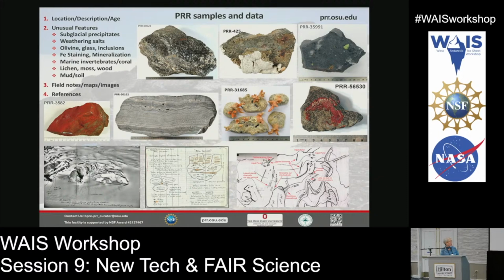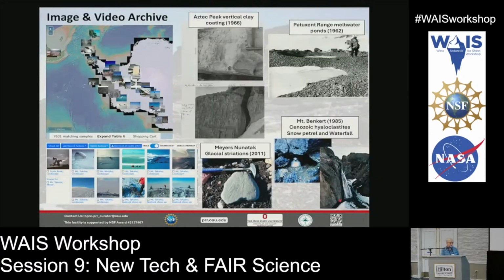Now, the media archive we continue to develop as well, because we're trying to make sure we get these images before people pass on, because a lot of the original researchers are in their 80s and 90s now.